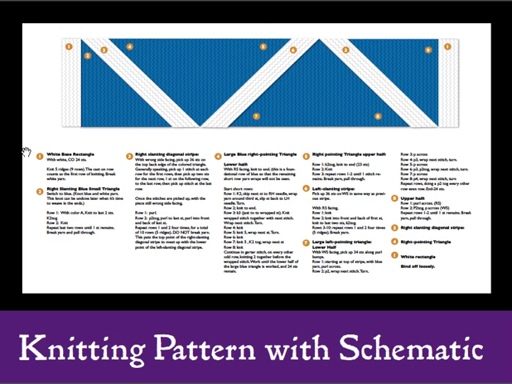Number 1 is a white base triangle, so every time you see a number 1, you just follow the set of instructions here. And then number 2 is a right slanting blue small triangle, that's right here. Number 3 is a right slanting diagonal stripe. Number 4 is a large blue right pointing triangle. So number 4 is the dividing line right here between number 4 and number 5. Then this is number 5, this half of the triangle.